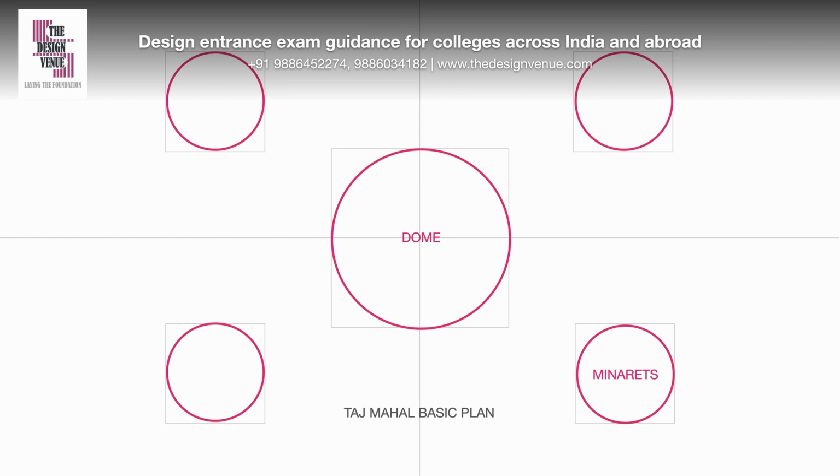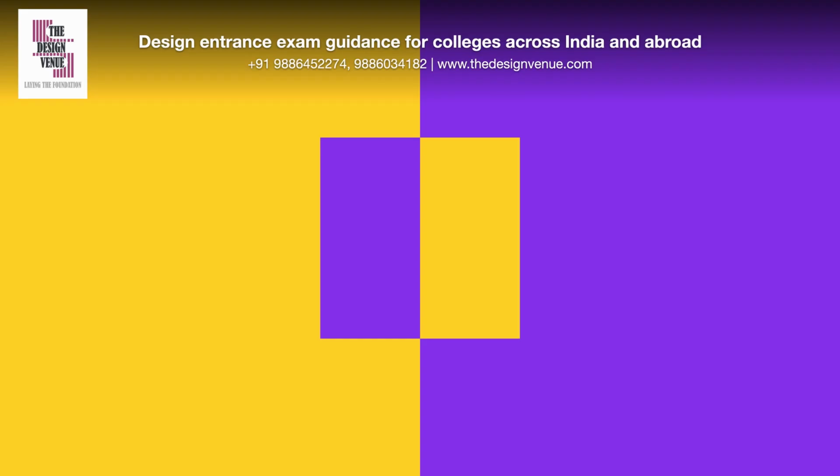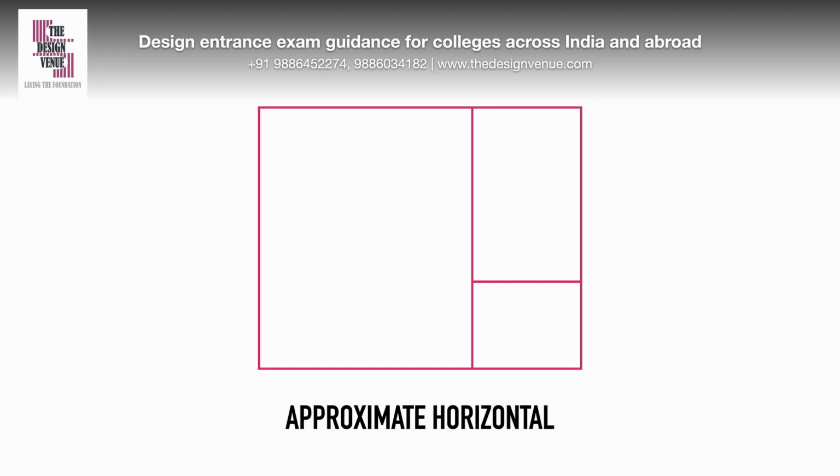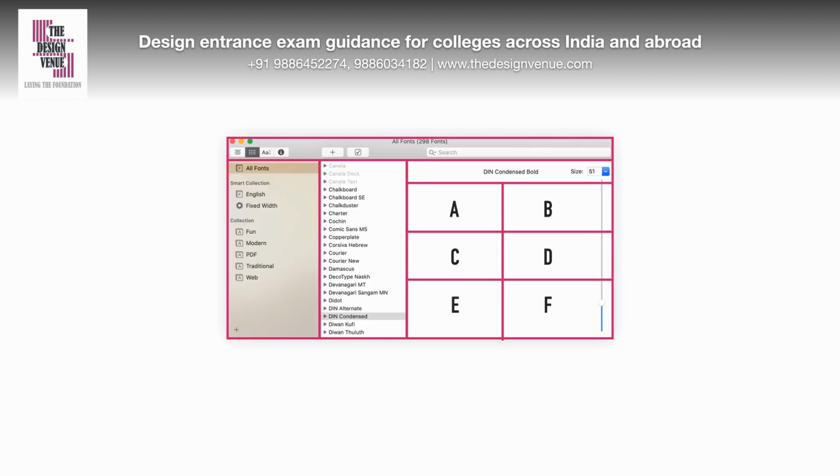Let's see another example. Although this composition does not have elements at its corners, it is still horizontally balanced as it is symmetric about both axes. Approximate horizontal symmetry is exactly what the name suggests. It consists of rectangular sections placed adjacent to one another. We can observe this type of layout in the user interface of devices such as a laptop.